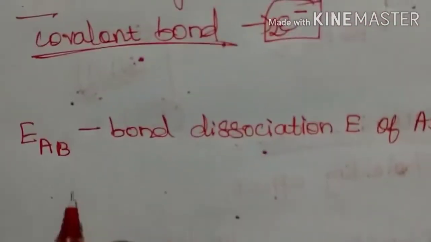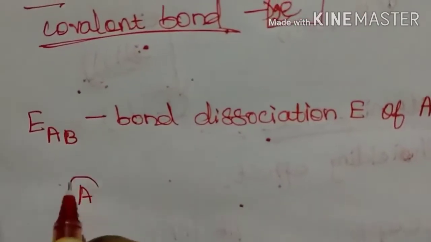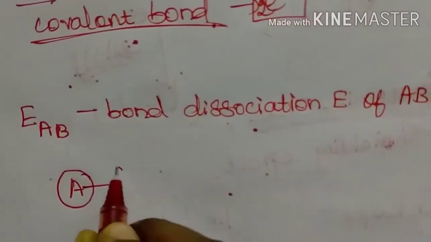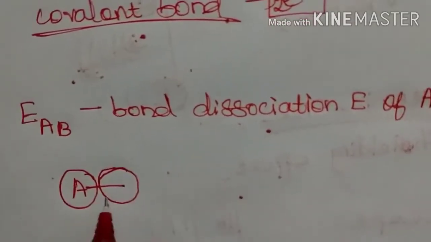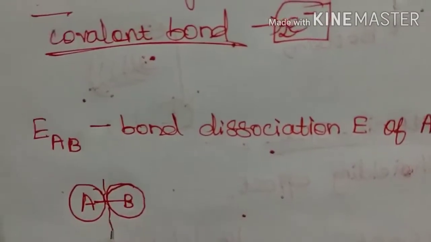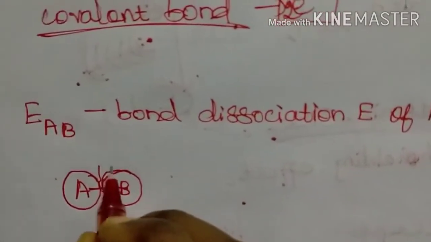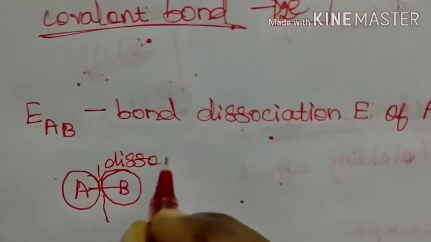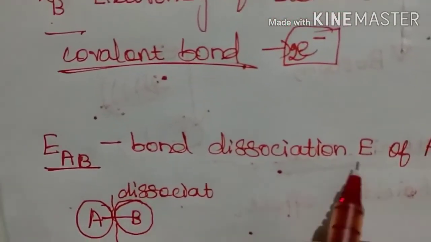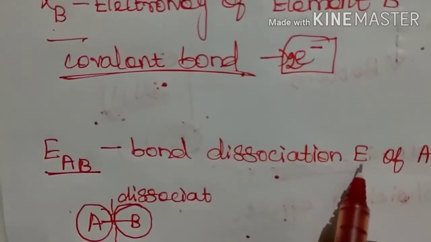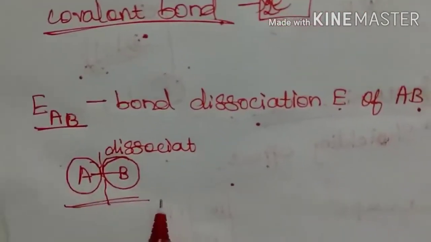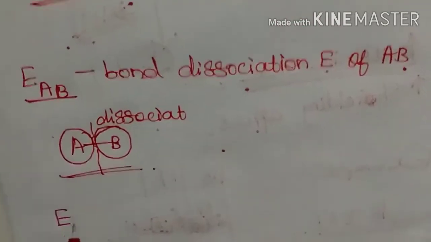Of A and B. So A atom is bonded with B atom by a covalent bond. The energy required here to dissociate this bond is known as EAB. That means the bond dissociation energy of A and B, which are in a covalent bond.